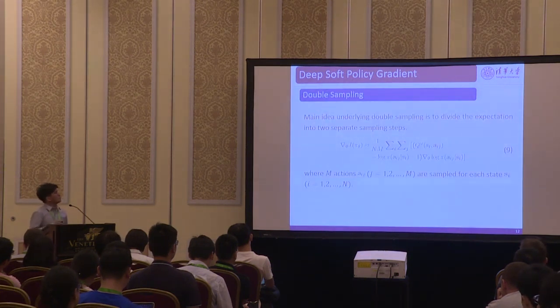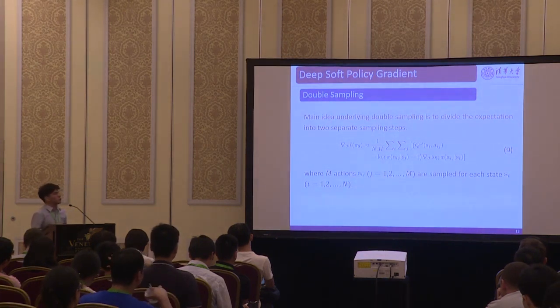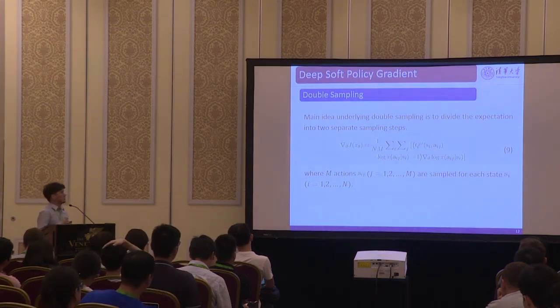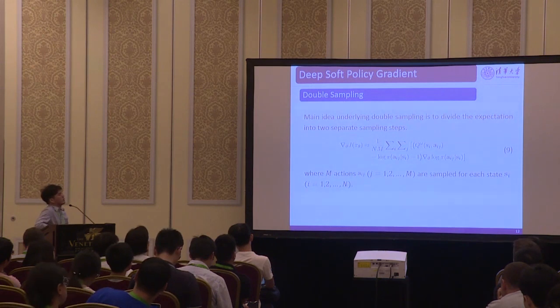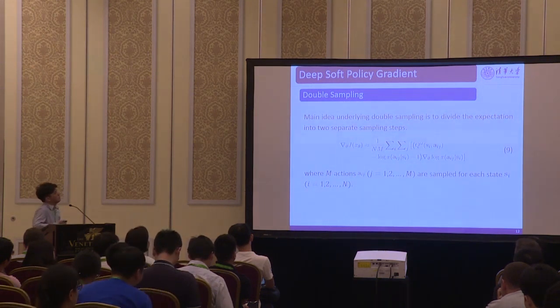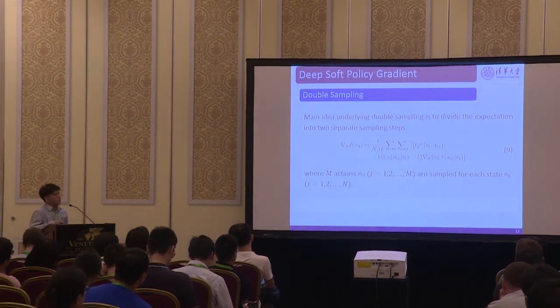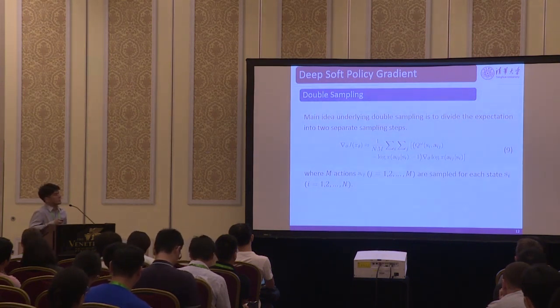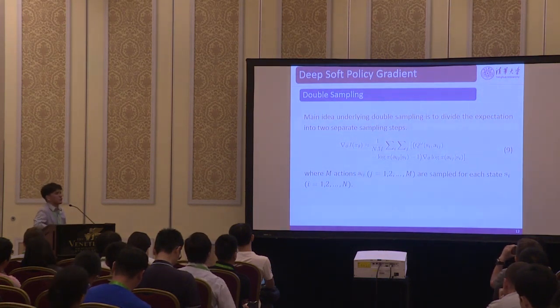For the first challenge, we propose the double summation approach. The main idea underlying it is to divide the expectation into two separate sampling steps. Specifically, we first sample n transitions from the replay buffer and then sample m actions a_ij with the current actor network for each sampled state s_i. Then the resulting sample soft policy gradient can be obtained as equation 9.